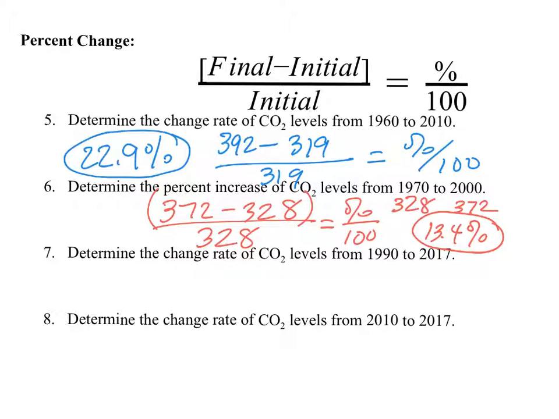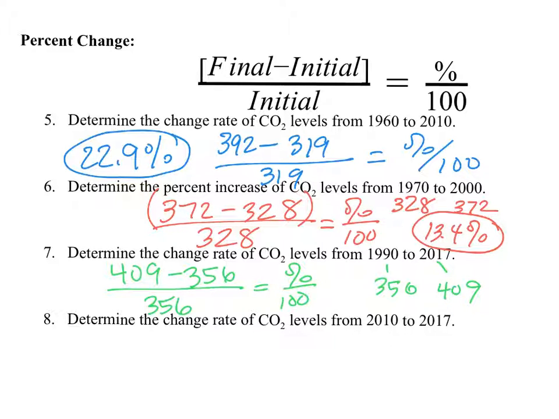So this is how I'm going to work through these problems. It's the same exact process. 1990, my rate was 356. 2017, it is 409. So that difference, 409 minus 356, always divide by the initial, is percent over 100. Cross multiply and solve, and I get 14.9%.